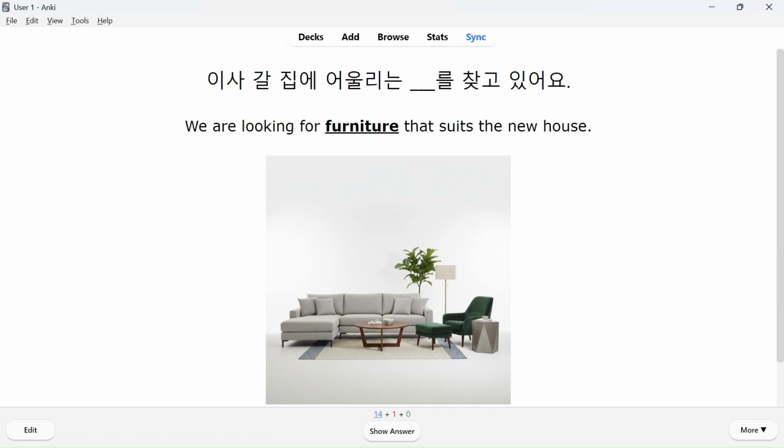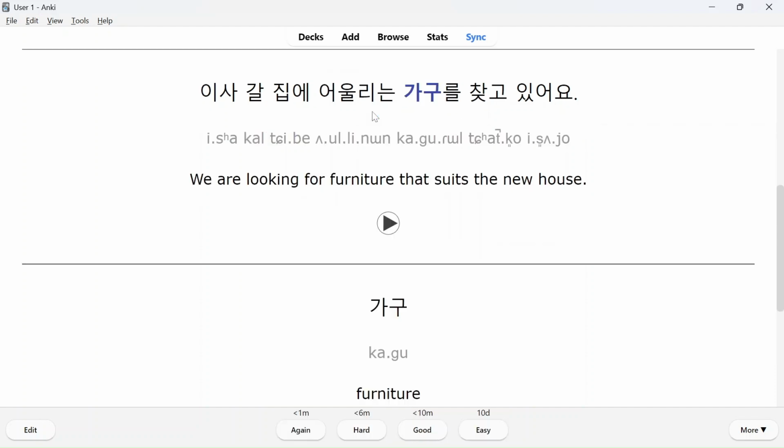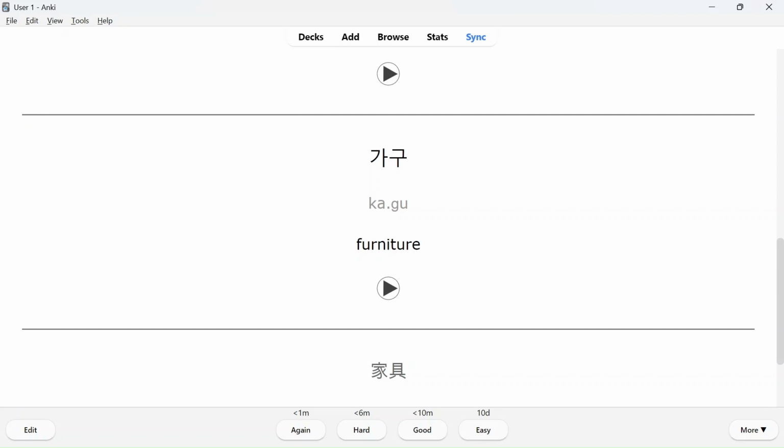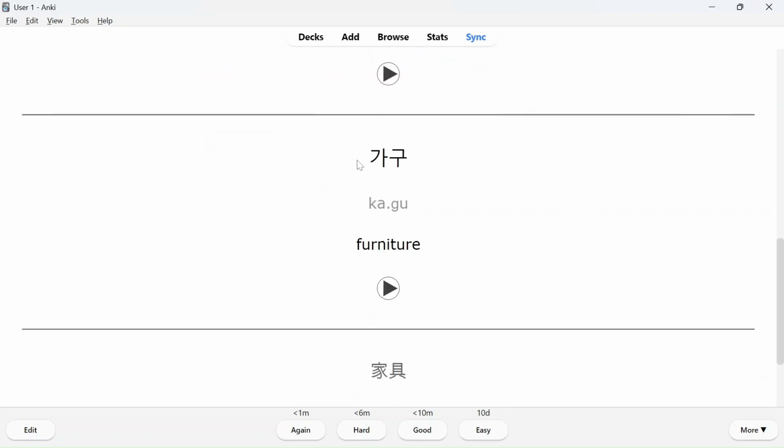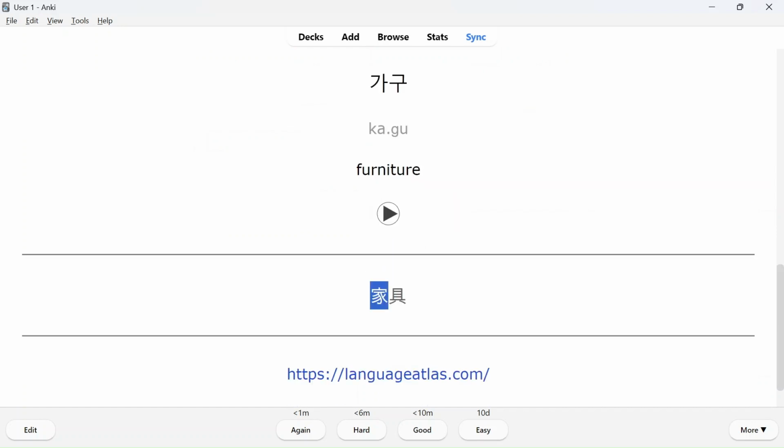We are looking for furniture that suits the new house. How do you say furniture? 이사갈 집에 어울리는 가구를 찾고 있어요. 가구. Great. So we have the sentence area over here. We talked about this. We have the word area. We talked about this, but over here, this is a little bit new.